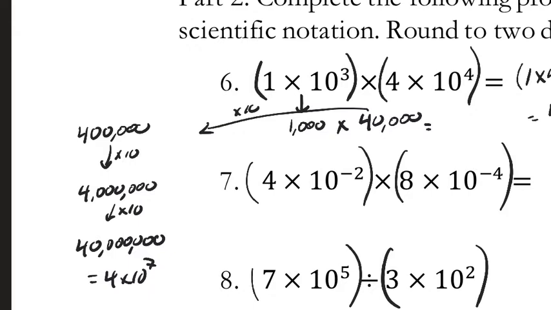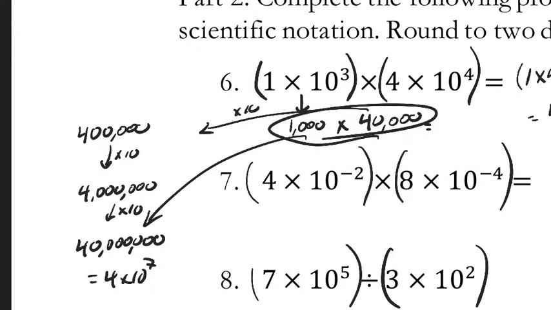You can do that. That's great. You could also just type this into your calculator and it will give you 40 million. But you need to put it into scientific notation after that. Some calculators have a mode of scientific notation that you can just put it in yourself. That would also help.